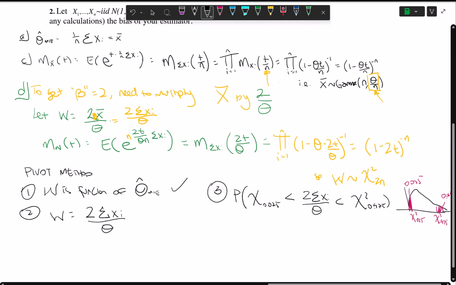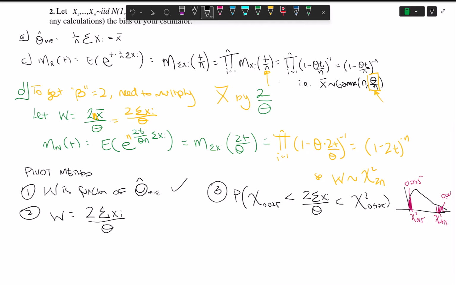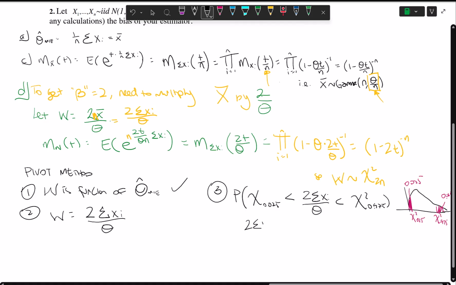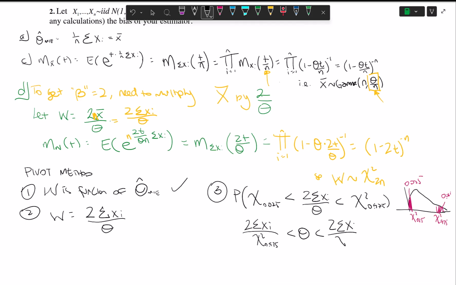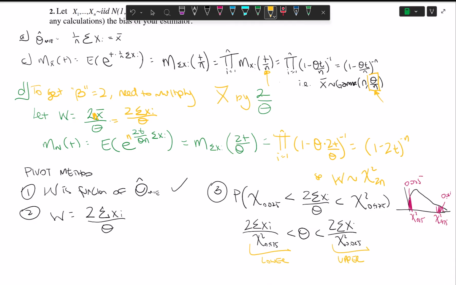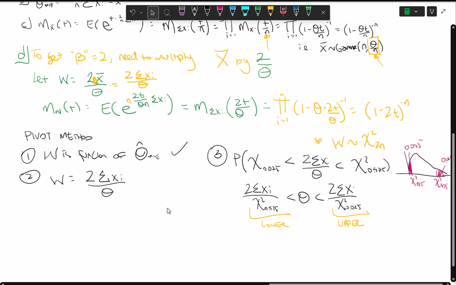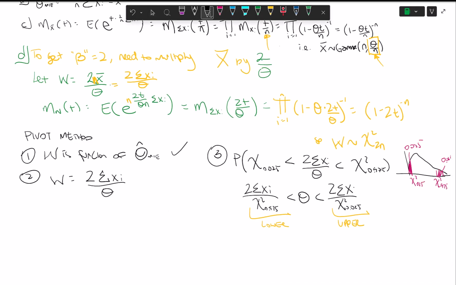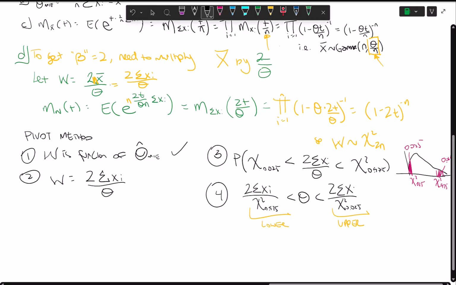We'll reciprocate and multiply. So we'll have 2 summation of the xi's over chi-squared 0.975 less than theta less than 2 summation of xi's over chi-squared 0.025. This right here will be our lower limit for the confidence interval, this will be our upper. Alrighty, and that's step 4. So that's our confidence interval.